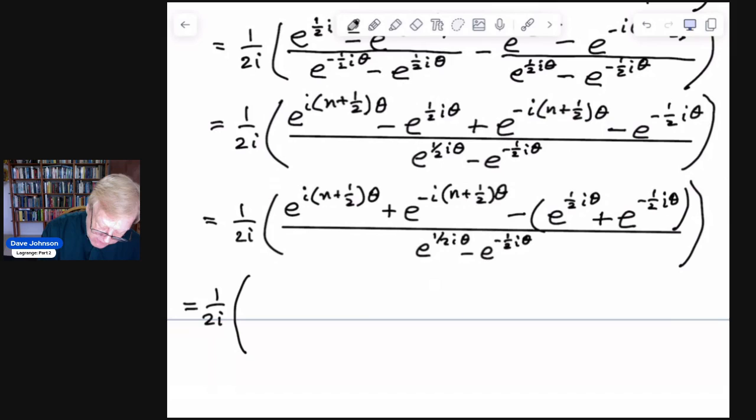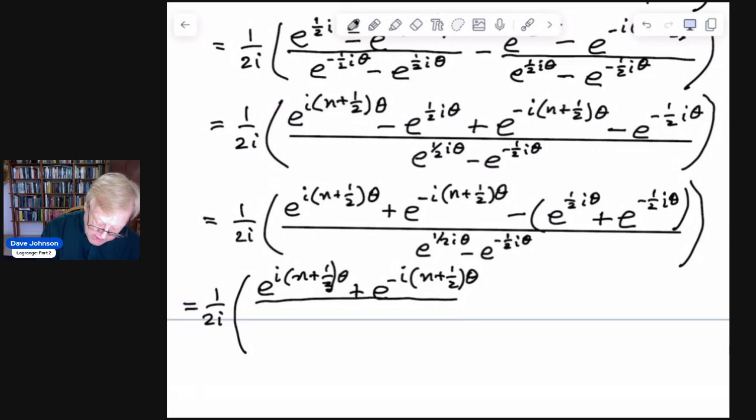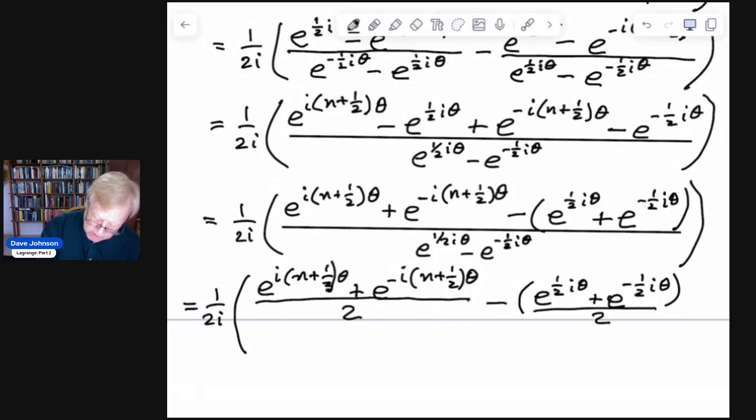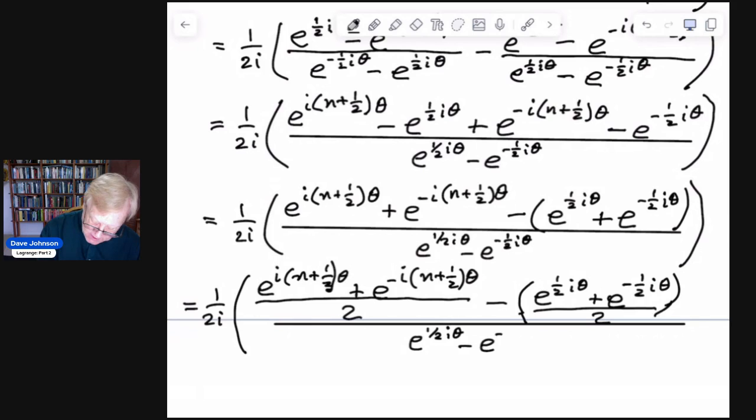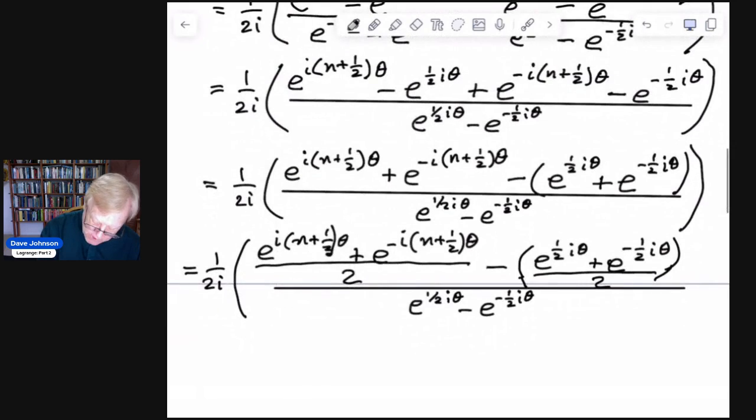And then now upstairs, we're going to have e to the i times n plus 1/2 theta plus e to the negative i times n plus 1/2 times theta. And I'm going to go ahead and divide this by 2. And I'll make this all good in a moment. And then minus, and then e to the 1/2 i theta plus e to the negative 1/2 i theta, and divide that by 2, okay? And then downstairs, we've got our e to the 1/2 i theta minus e to the negative 1/2 i theta. And because that looks like a sine, I actually want a 2i down here, okay?